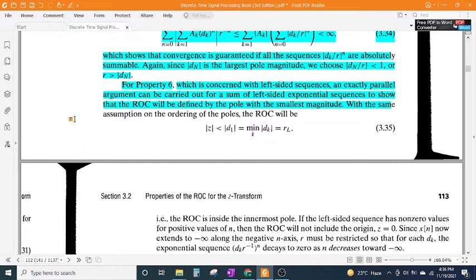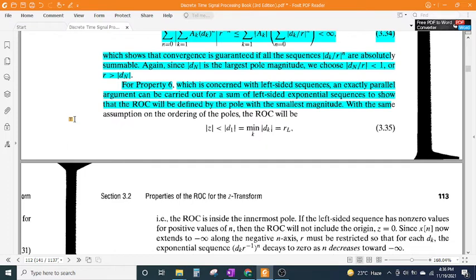Property 7 follows from the fact that for two-sided sequences, the exponential weighting needs to be balanced, since if it decays too fast for increasing n, it may grow too quickly for decreasing n and vice versa. More specifically, for two-sided sequences, some of the poles contribute only for n > 0 and the rest only for n < 0. The ROC is bounded on the inside by the pole with the largest magnitude that contributes for n > 0 and on the outside by the pole with the smallest magnitude that contributes for n < 0.